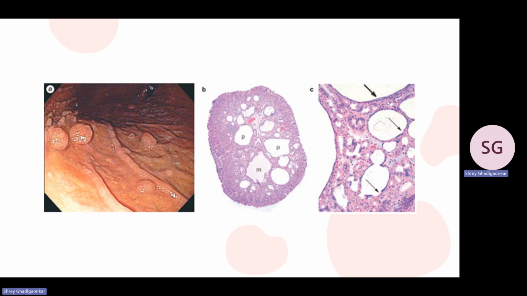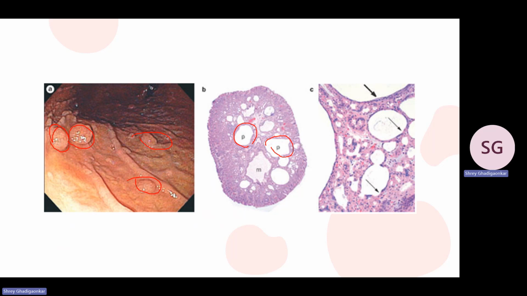Over here, I have a picture for you, which is a fundic gland polyp. As you can see, it's actually several of them. It's one here, one here, one here, one over here. Endoscopically, they appear as glassy, smooth, round polyps, and they're often multiple. And over here in the B part, it's a low power histological view displaying the dilated glands. These are basically dilations in the glands.